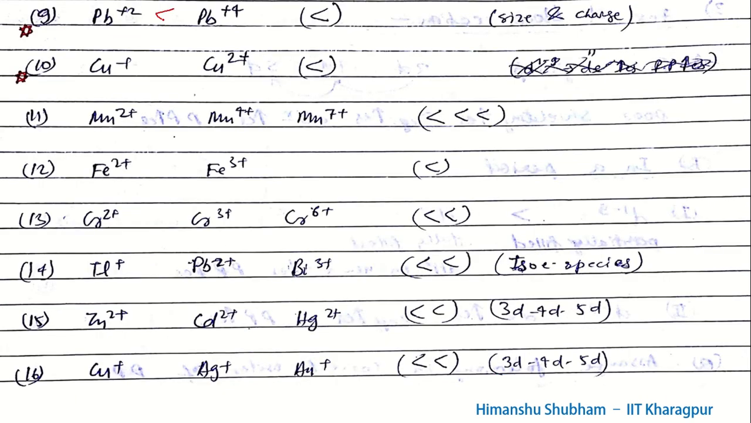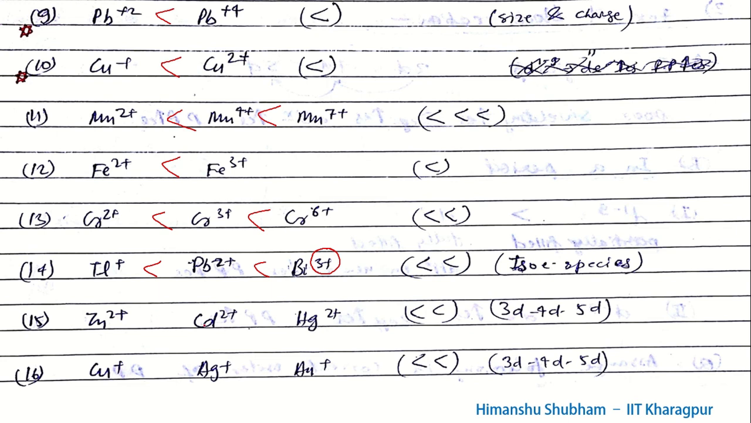And for the 9th question, similar reason: greater charge, greater polarizing power. Fe3+ having greater charge will have a greater polarizing power. Cr6+ will have a greater polarizing power compared to Cr2+, and the reason is charge. For Tl3+, Be2+ and Bi3+, we see that these three cations are isoelectronic, and since Bi having the maximum charge, that is 3+, will have the maximum polarizing power.